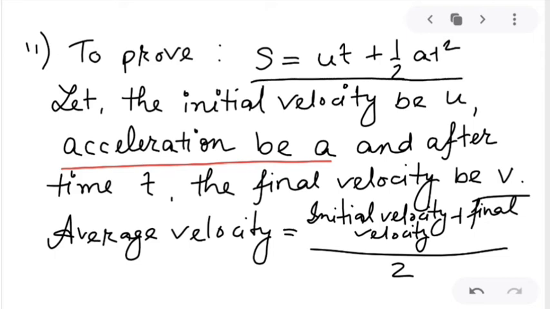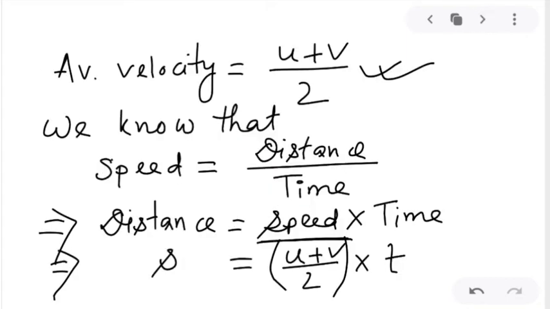V is not present in this equation. But here we get (u plus v) by 2 into t, so we do not need v here. We have to replace this v. Now let us see how we can do that.